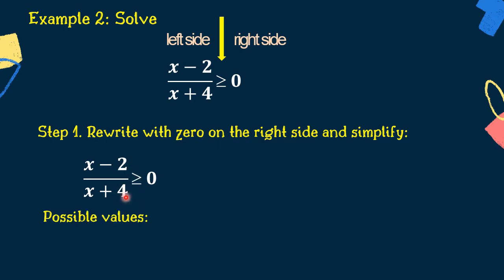So here, what are the possible values that we are looking for? Since our inequality symbol is greater than or equal to 0, what are the possible values? What are the values that are greater than 0? So we have, of course, positive values. All positive values are greater than 0, such as positive 1, positive 2, positive 100, and so on. And we also have 0 because of the equal symbol here, because 0 is also equal to 0. So we are looking for positive values and 0.